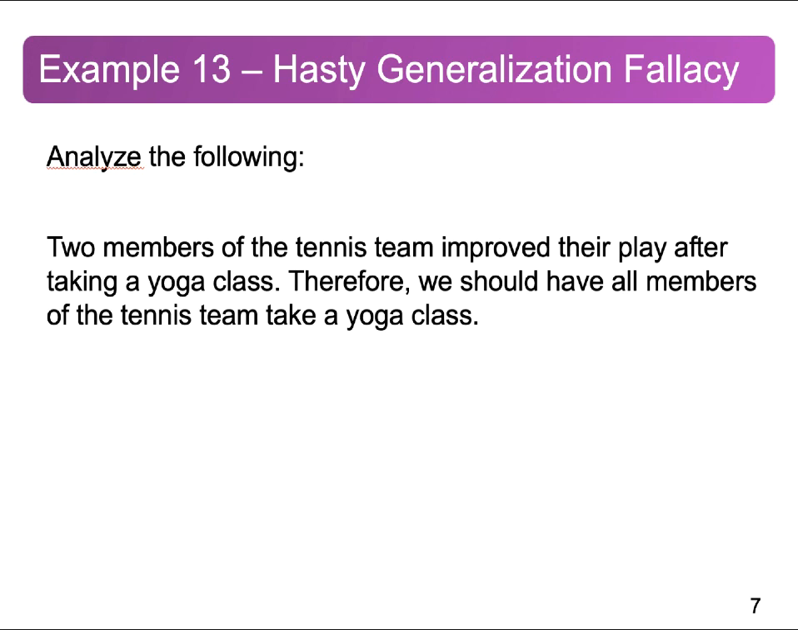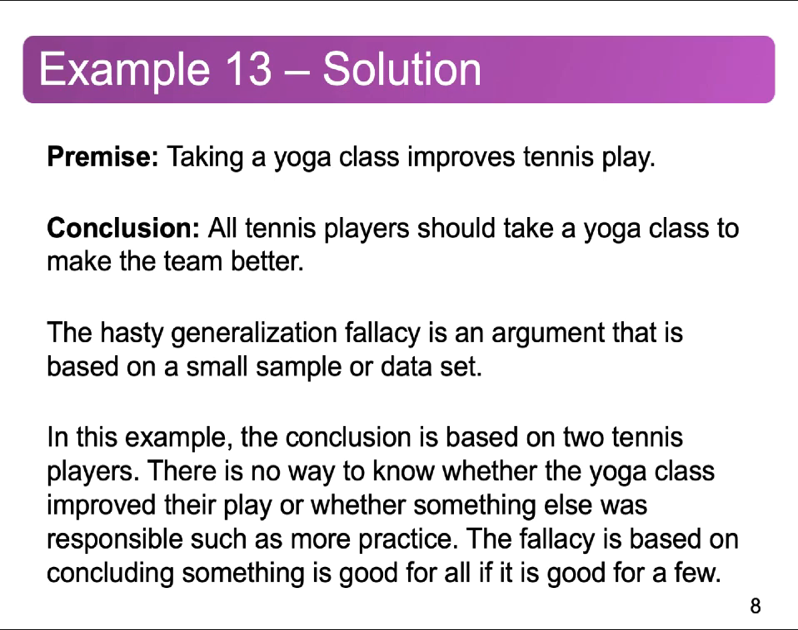So here, two members of the tennis team improved their play after taking a yoga class. Therefore, we should have all members of the tennis team take a yoga class. Well, this is the hasty generalization because you're making a broad conclusion based on a relatively small sample. The premise here is that taking a yoga class improves tennis play. The conclusion is that all tennis players should take a yoga class to make the team better. Now, I'm not saying that the yoga class doesn't improve the tennis play, but because we're making this conclusion based on just a few observations, this is a hasty generalization.